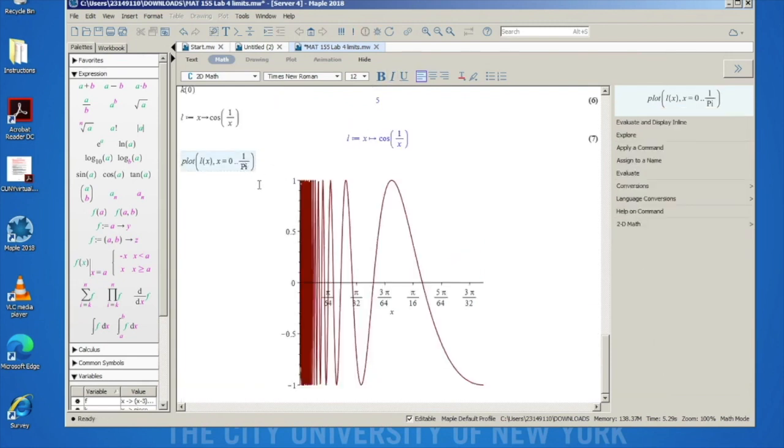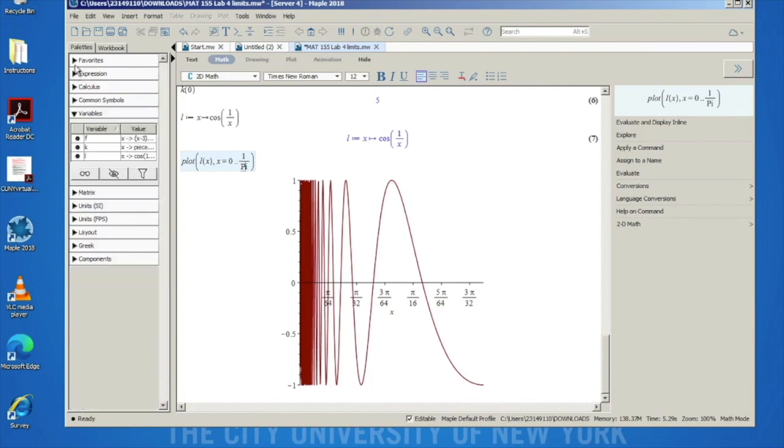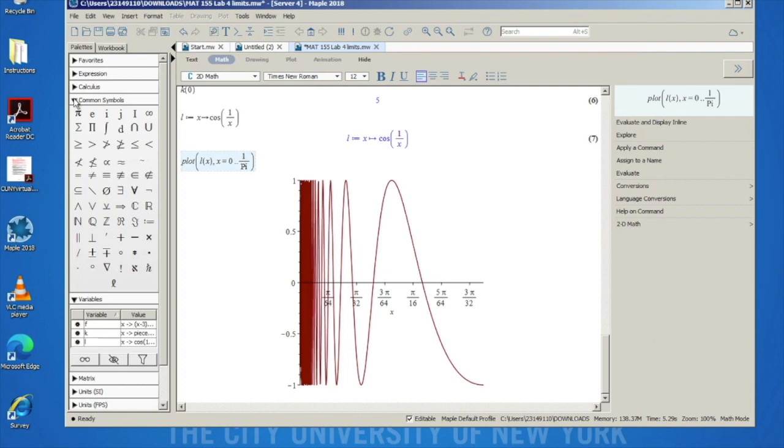You got to put up capital P for pi. Another way to do it is to look at the expressions here. If you look at the left side, you could go to common symbols, and then you could see pi. If you hover over it, it tells you how to put it in. So that's capital PI.